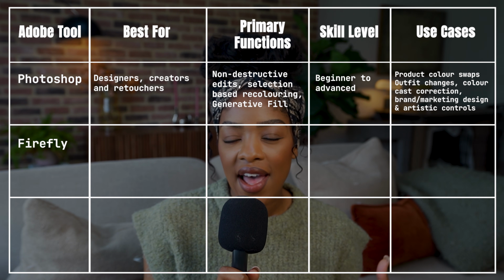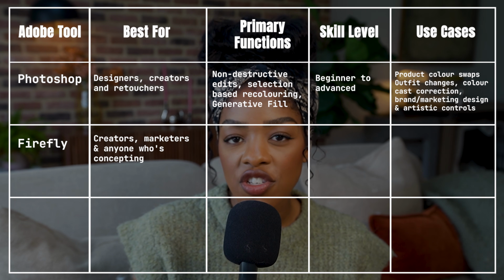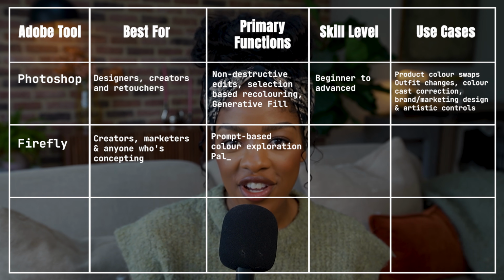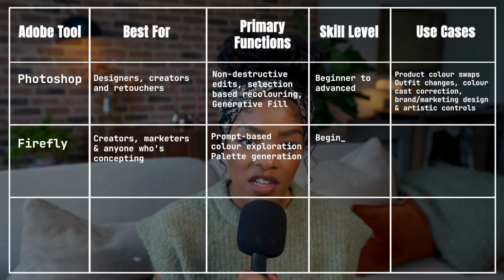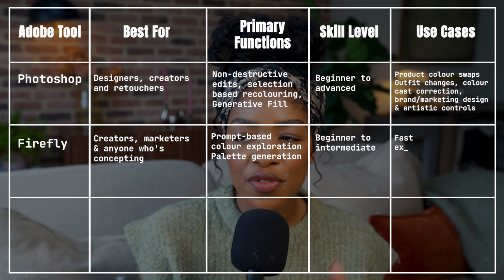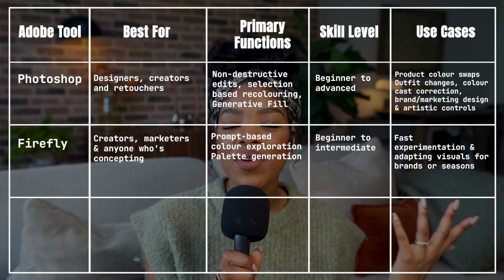Next up, we've got Firefly. This is best used for creators, marketers, and anyone who's concepting. Its primary functions are prompt-based color exploration and palette generation. Now, the skill level for Firefly is beginner to intermediate, and the use cases include fast experimentation and adapting visuals for brands or seasons. And then we've got Lightroom.